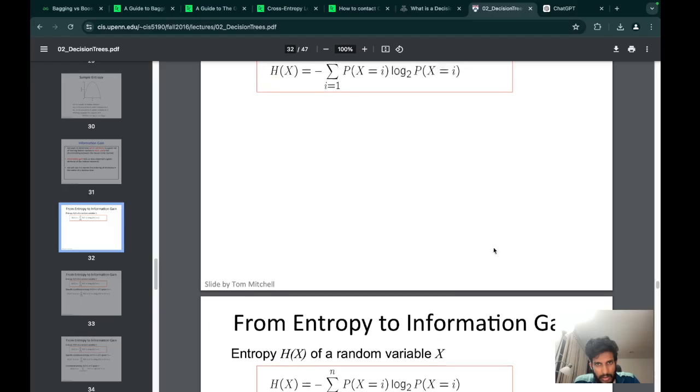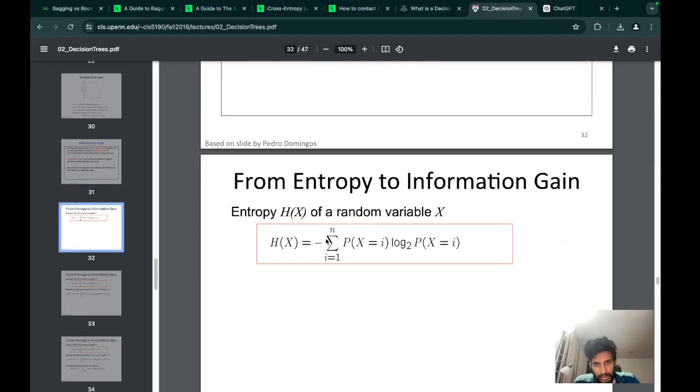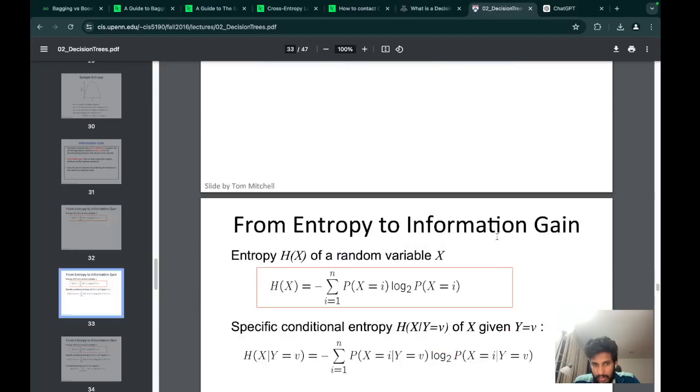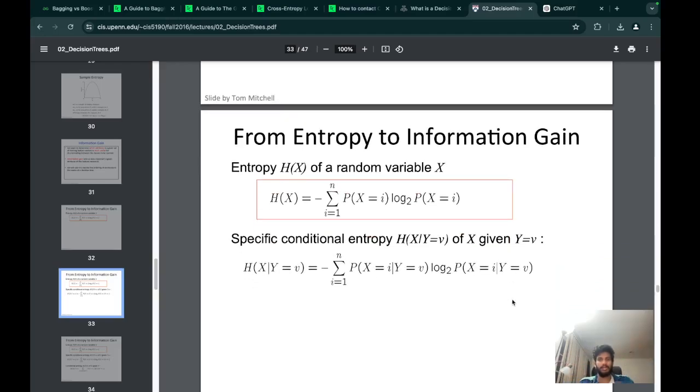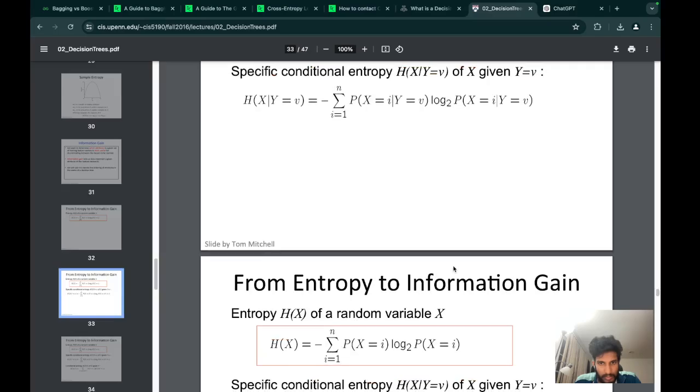Doing the same thing again and again. Okay, this formula, this formula again. Yeah, I guess that's for the second or third split down the line.